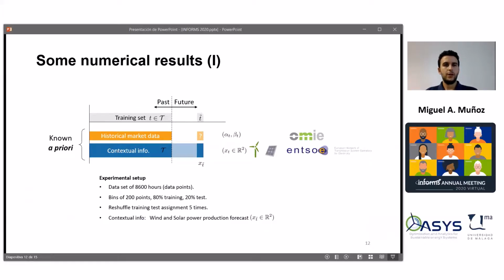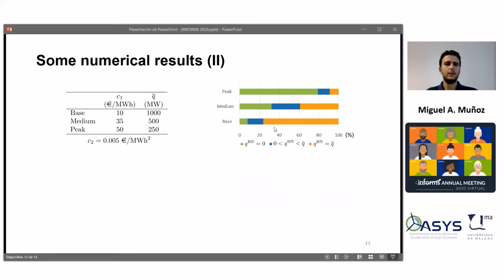We illustrate the performance of the different models in a case study where we have a training set of historical market data that we use to compute the uncertain parameters alpha and beta, and we have some contextual information, in this case the wind and solar power production, that we use to explain these uncertain parameters. We consider different technologies in this case. In this case study, the parameter C1 of the cost function represents the fuel cost of the energy producer's power plant, and this represents the capacity.